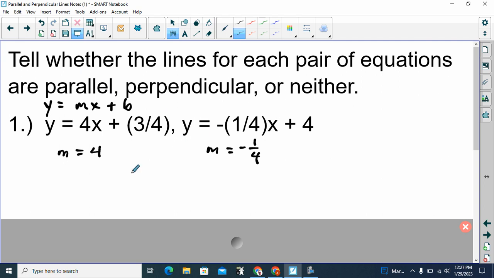Parallel lines have the same slope. Those are not the same, so it cannot be parallel. Perpendicular lines have slopes that are opposite reciprocals. This one's positive and this one's negative. This one's 4/1 and this one's 1/4. Those are opposite reciprocals. These two lines are perpendicular.